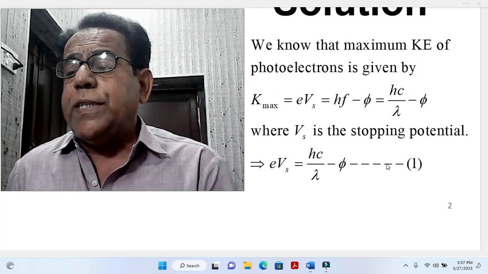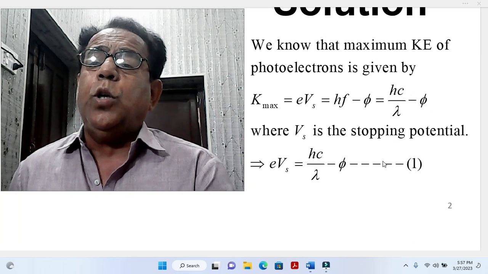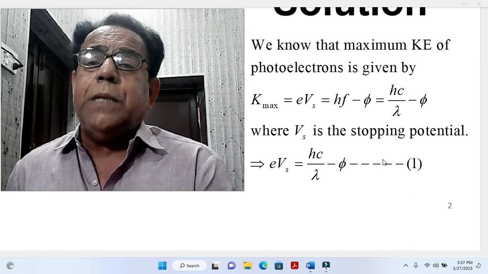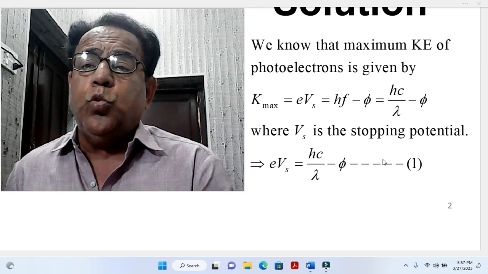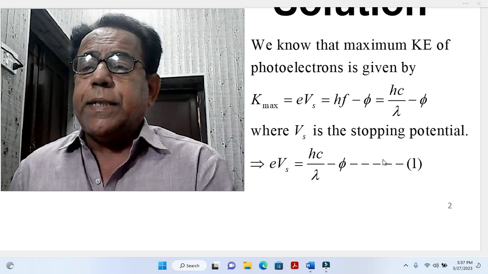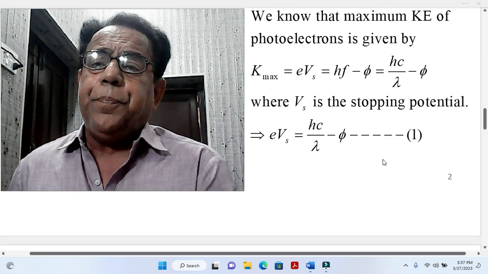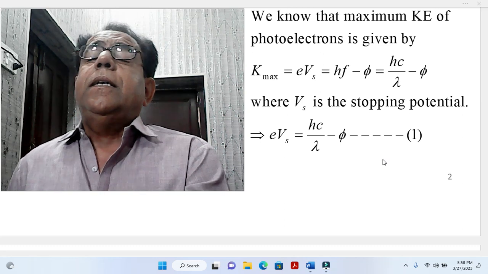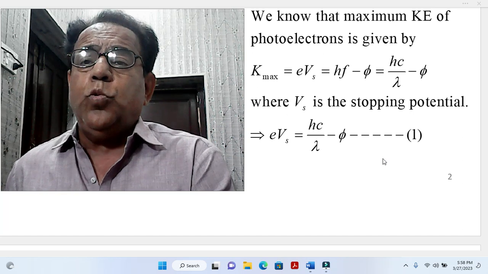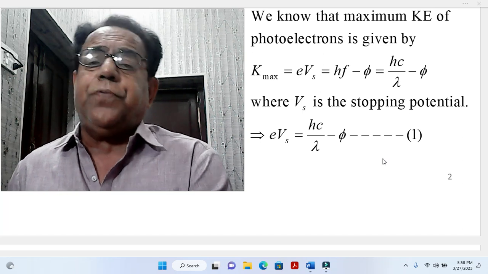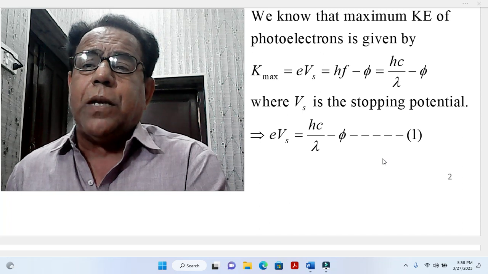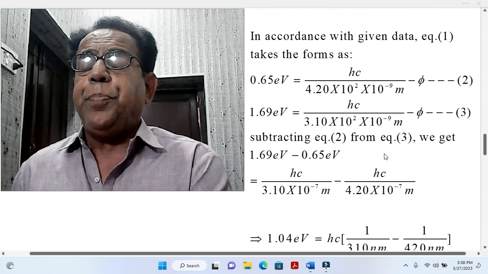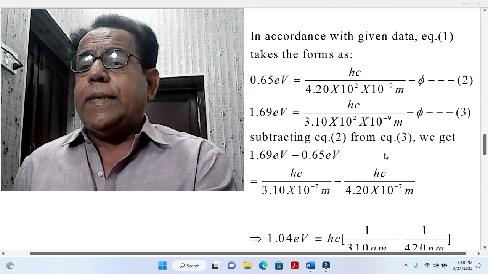So this equation number 1 is now being transformed into equation number 2 and 3, because we have been provided two sets of quantities. One by one we will put one set at a time, and equation number 1 will be transformed into equation number 2. Then we will put the other set of quantities and equation number 1 will be transformed into equation number 3.